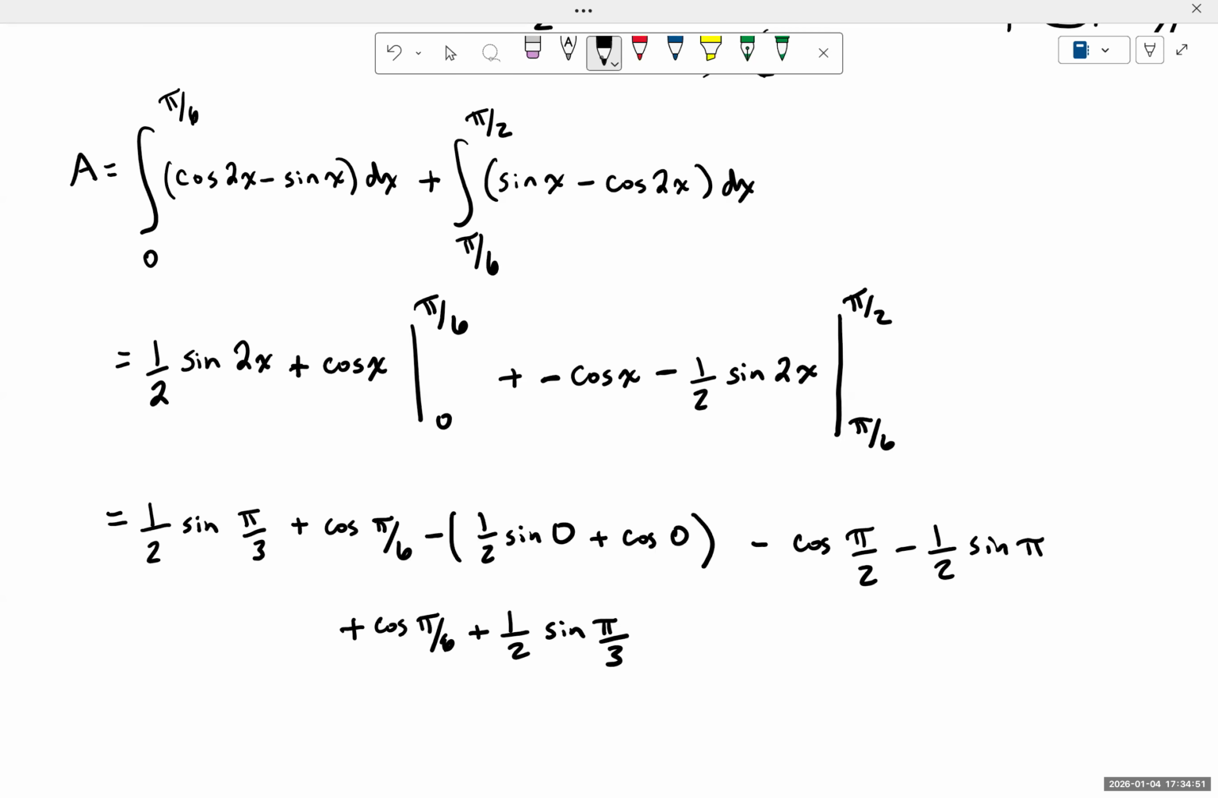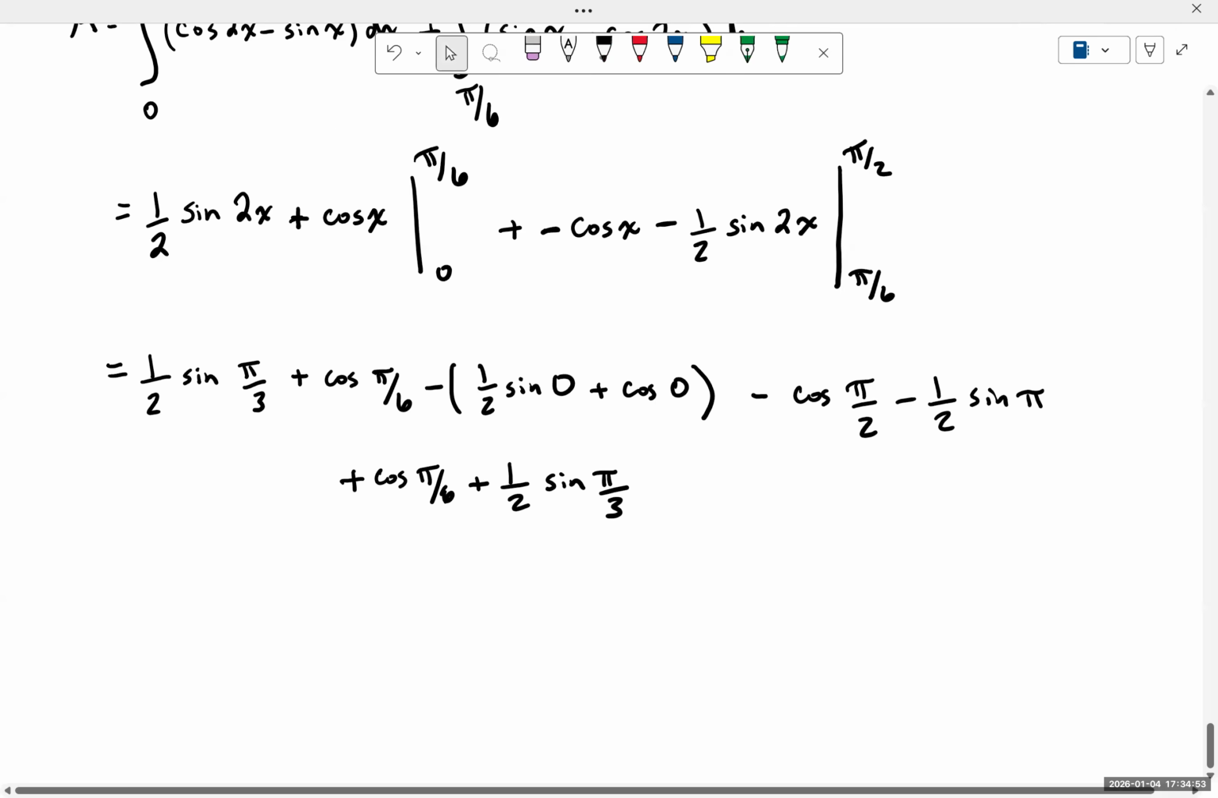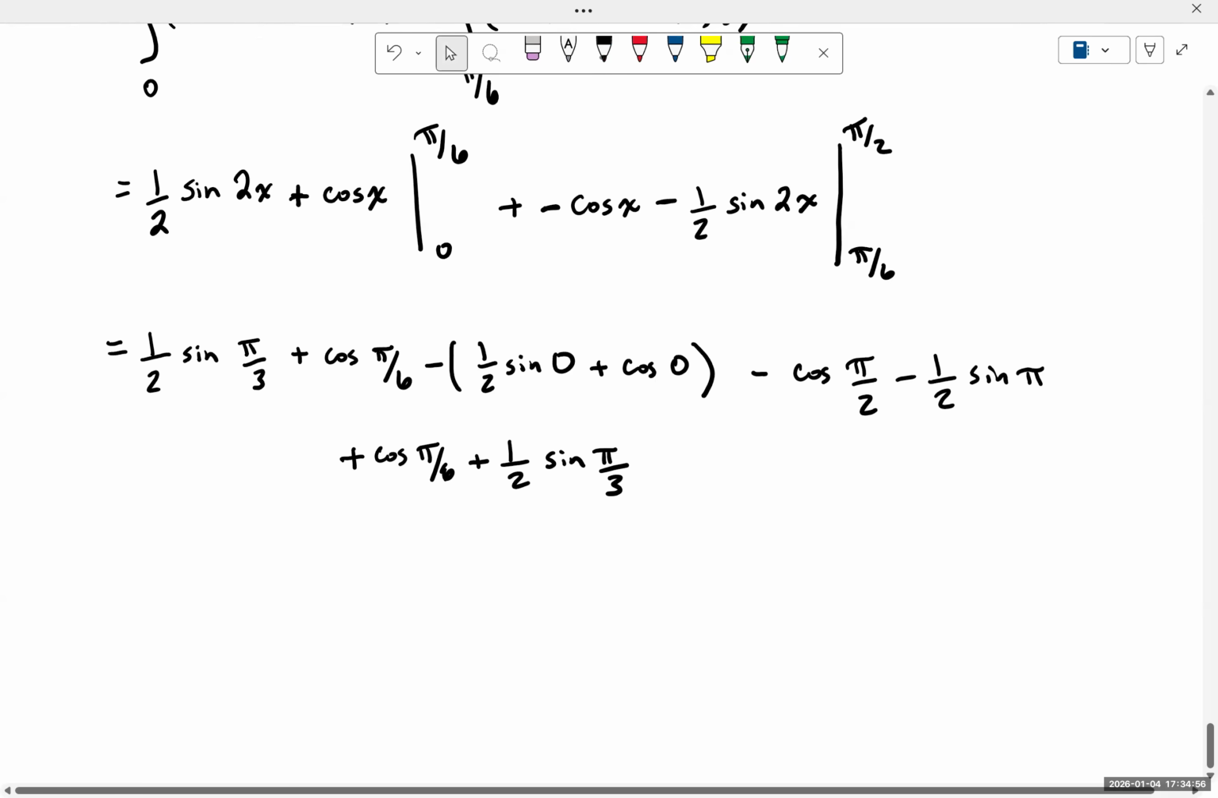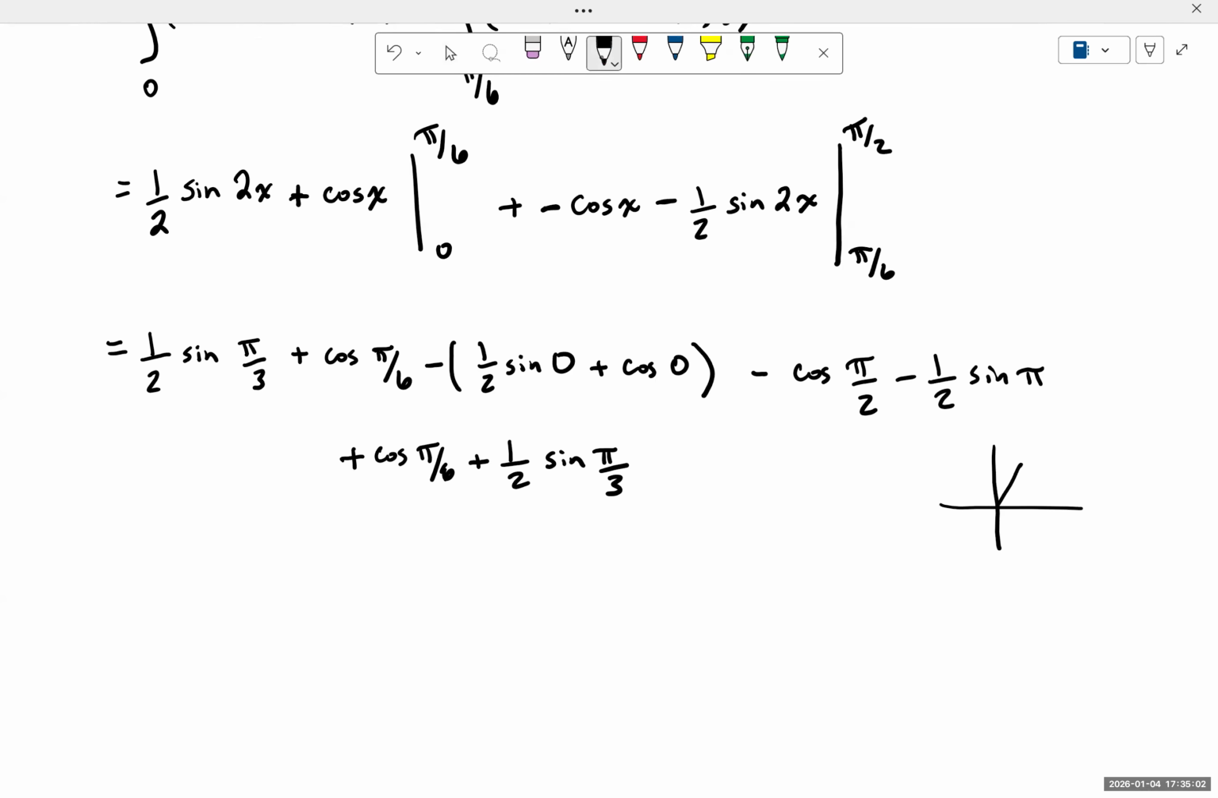All right. That's good. Now, sine of pi over 3, so that's this guy. This is pi over 3. This is pi over 6, right? So pi over 3, the sine is going to be root 3 over 2. It's going to be the longer. So I have 1/2 times root 3 over 2. Cosine of pi over 6 is also the longer, root 3 over 2. Sine of 0 is 0, but cosine of 0 is 1, so we have to make sure that we keep that, and it becomes a minus because of this minus there.